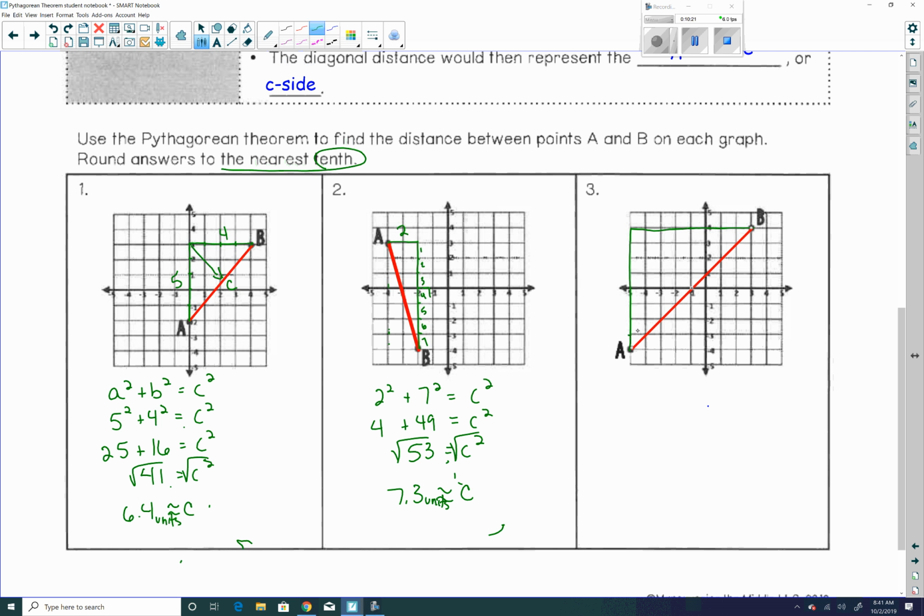Going up 1, 2, 3, 4, 5, 6, 7, 8. 1, 2, 3, 4, 5, 6, 7, 8. And this is my right angle. I'm looking for the C side. 8 squared is 64. 64 plus 64 is 128.